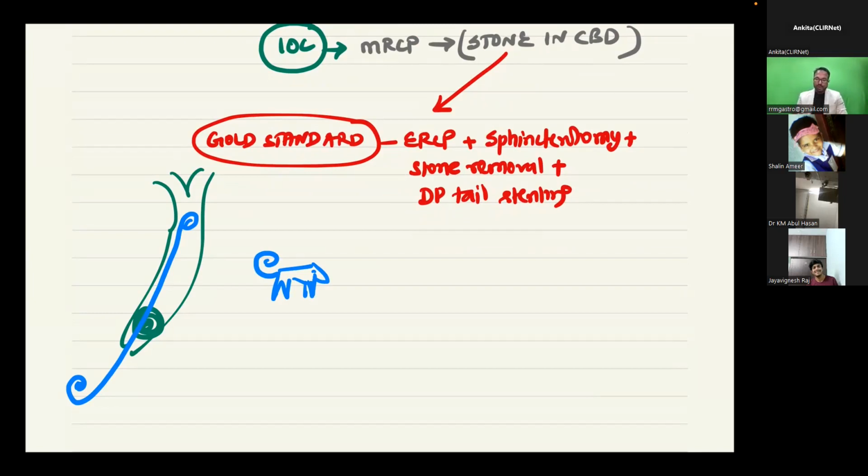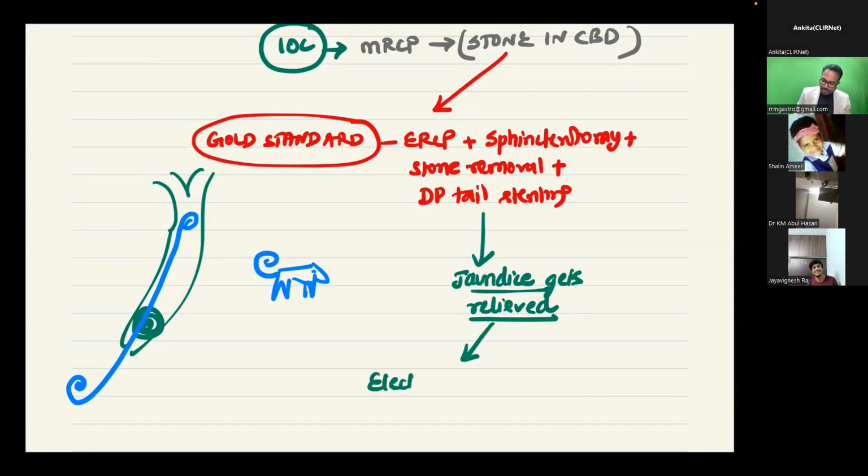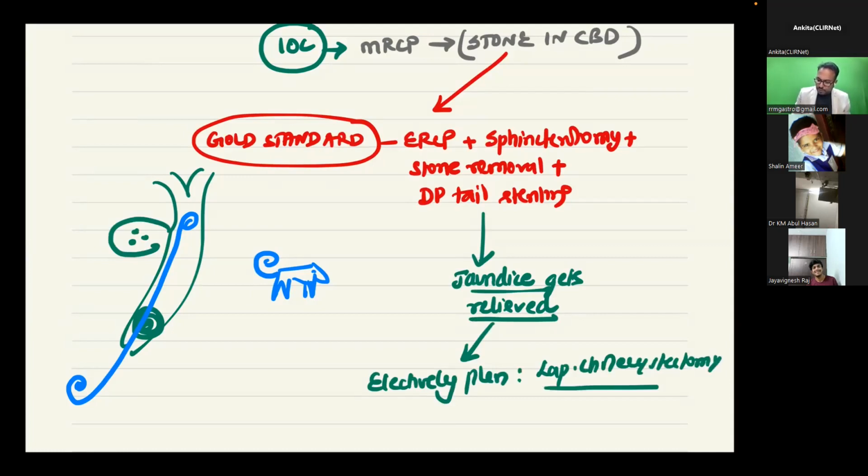So this is very important. Please don't forget, double pigtail stenting is done for such cases. We have to remove the stone and put a stent. So jaundice gets relieved. Once jaundice gets relieved, all the problems like malabsorption, fever, everything will get resolved. And electively we will plan for, if it is a stone disease, laparoscopic cholecystectomy.